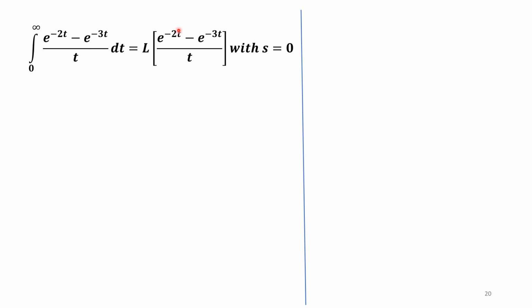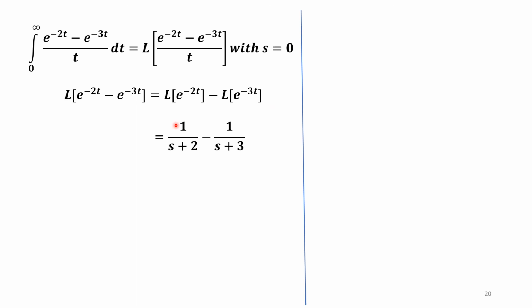Now calculating the Laplace transform of the numerator. So L of e raised to minus 2t minus L of e raised to minus 3t. Since we have a plus minus sign in between, we can separate L to both the terms. So L of e raised to minus 2t minus L of e raised to minus 3t. So we can write 1 upon s plus 2 minus 1 upon s plus 3. This is the Laplace transform of the numerator.